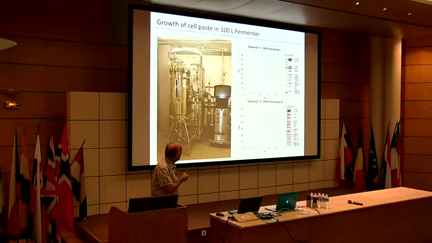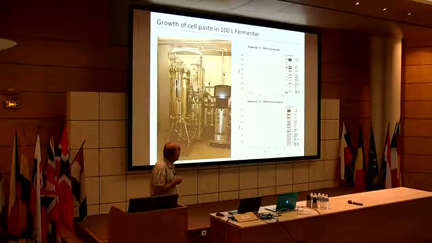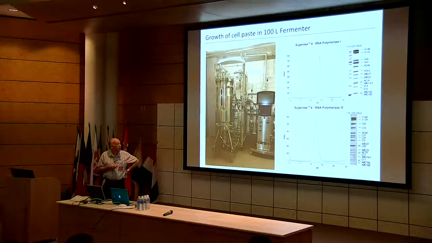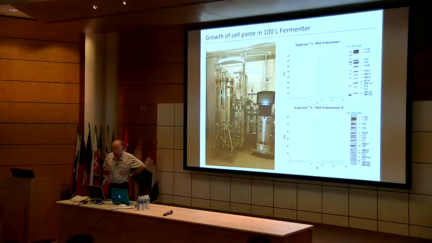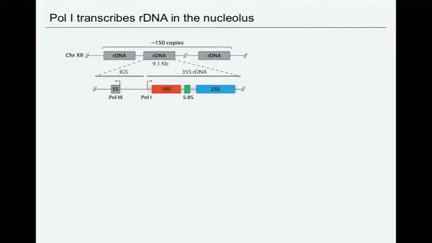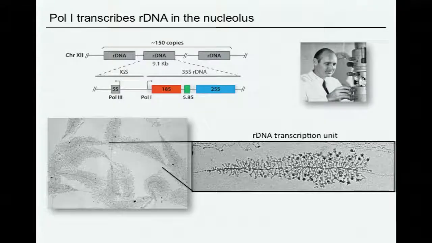And you see here, these are gel filtration profiles where you see all the 14 subunits present in Pol 1, and all the 17 subunits present in Pol 3. And so this material is obviously ready to go for structural analysis. And at first, I would like to say a few words about our work on RNA polymerase 1.